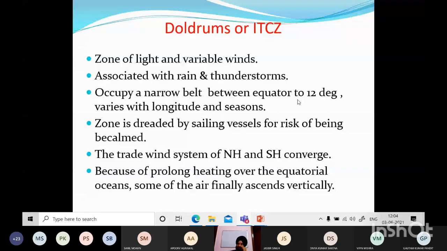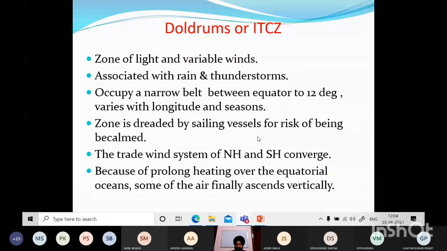Sometimes they go slightly up, sometimes ये belt जो है 10 डिग्री से कम हो जाती है, sometimes it goes up to 15-20 degrees. So the zone is dreaded by sailing vessels for risk of becalmed. If there is no wind, sailing vessel तो move नहीं कर सकती. तो इसके लिए इस areas में you find the sailing vessels सारा weather study करके तभी चलते हैं.